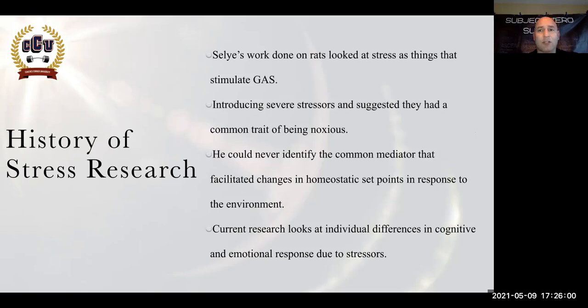He introduced severe stressors and suggested they had a common trait of being noxious, which means death, killing, toxic. He could never identify the common mediator that facilitated changes in homeostatic set points in response to the environment. Couldn't find it, but yet confounded it the entire time. Current research looks at individual differences in cognitive and emotional responses due to stressors.